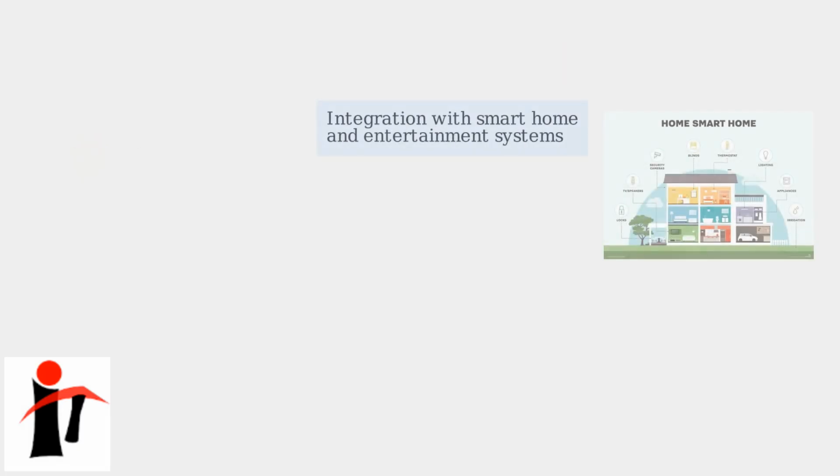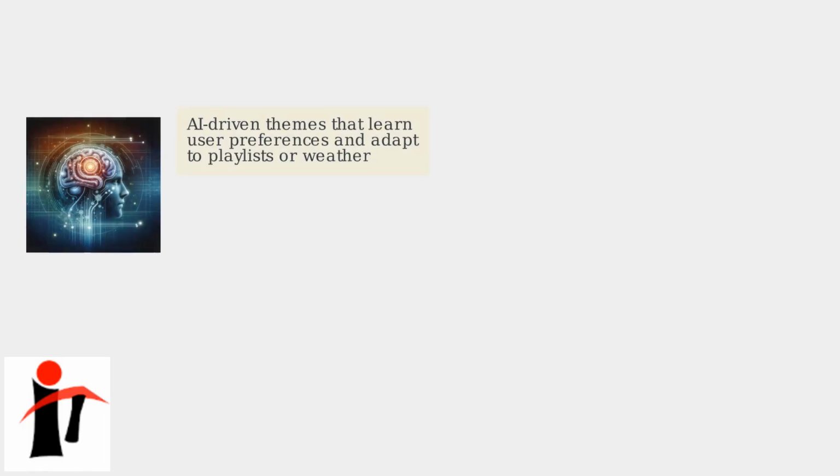The future points to greater integration with smart home and entertainment ecosystems, where Tesla's interior lighting will seamlessly connect with devices like Alexa, Google Home, or Spotify for synchronized experiences. Expect AI-driven themes that automatically learn your preferences, adapting lighting colors and effects to match your favorite playlists, weather forecasts, or even your driving habits for a personalized cabin atmosphere.